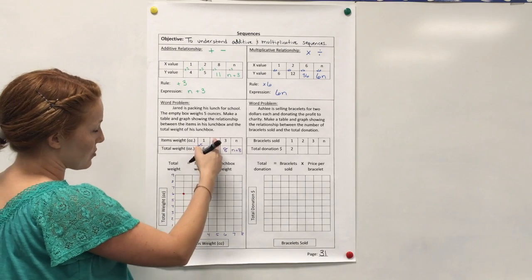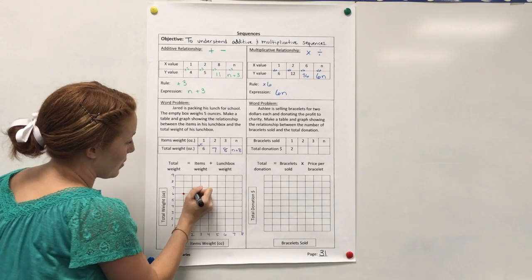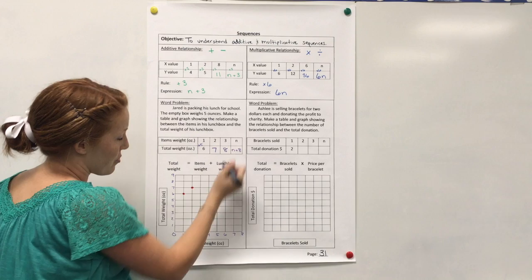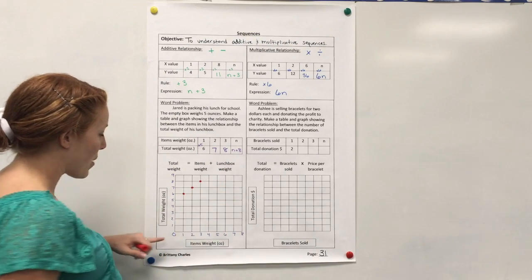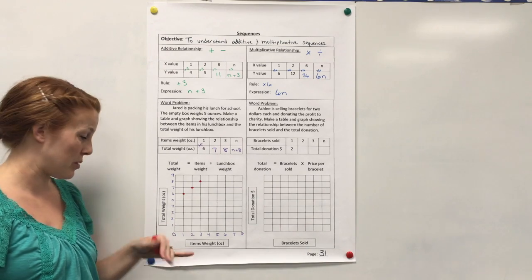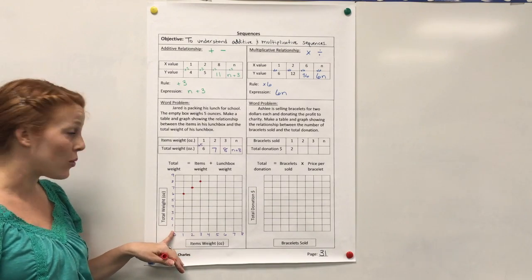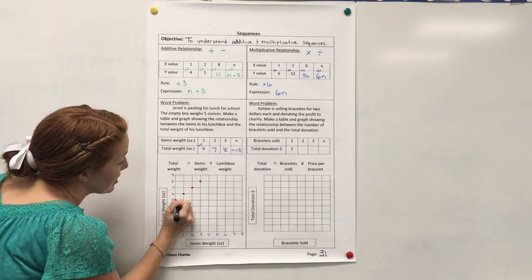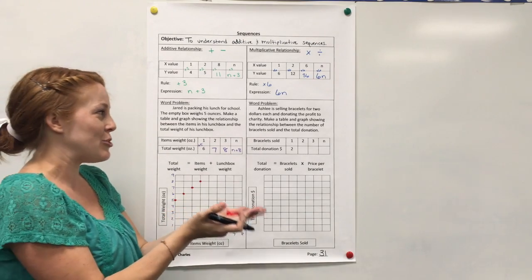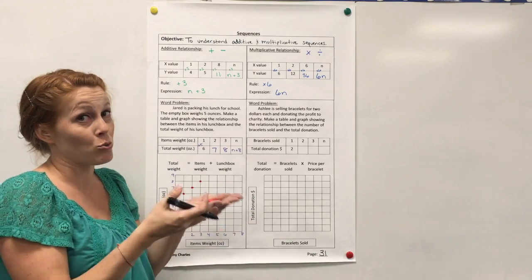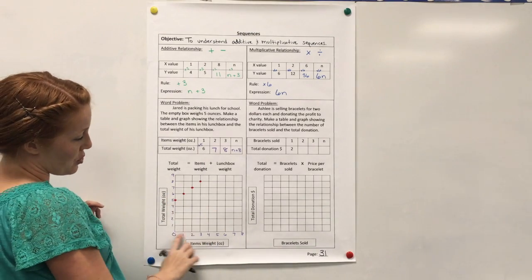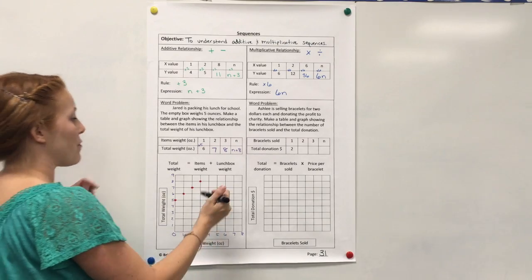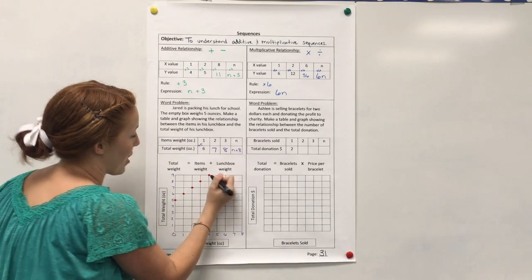And when I have 2 ounces, it's 7, so 2, and then up 7. 3, 8, 3, then up 8. Now what about when I have nothing in the lunchbox? Would it be 0? No, it would be 5. Because when the lunchbox is empty, you still have 5 ounces that the actual box weighs. So we would actually start here. And you could continue. If you put 4 ounces, add 5, you'd get 9. You can see the pattern.